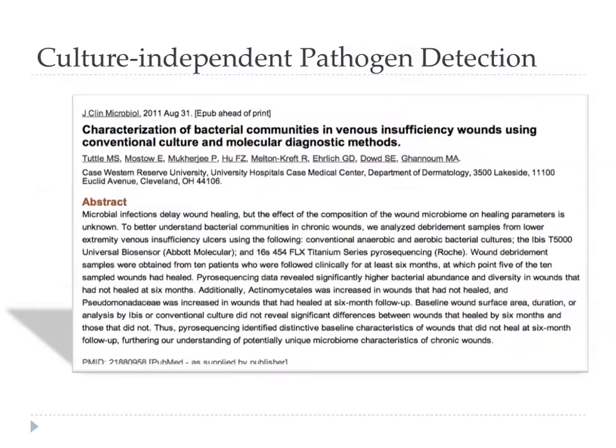Just in the last few weeks, the same group have been doing more extensive studies, studies that are actually closer to what we intend to do. Here they're looking at venous insufficiency wounds using conventional culture approaches and molecular diagnostic approaches. And I just grabbed this from PubMed this morning. The paper itself is still in the proof state. It's not actually a marked up proof yet. It's just what's been submitted to the journal, but you can download it.